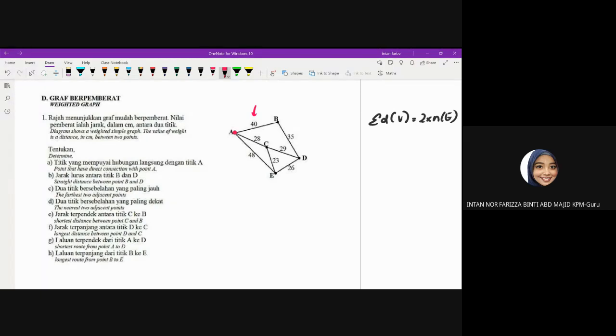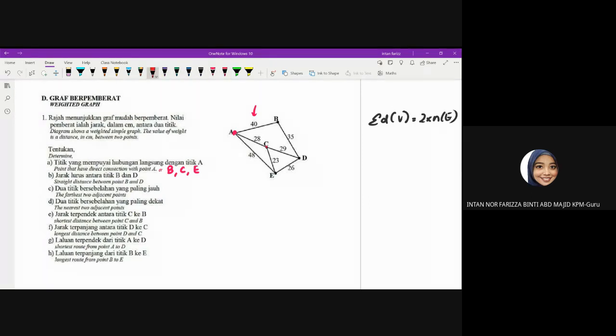So let's look at A. This is our A. Direct connection. Which point is connected directly? Answer will be what? B, because B is connected directly to A. Next, we have C and we have point E. Easy, right? Already got 1 point. Okay, next, let's look at the next one.